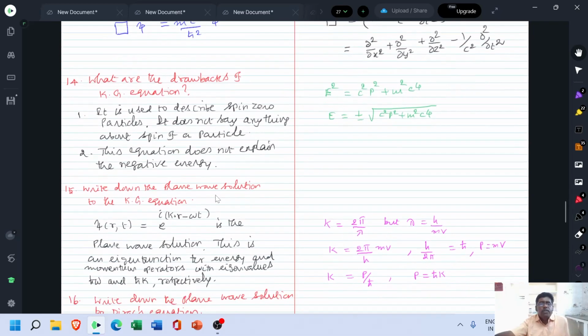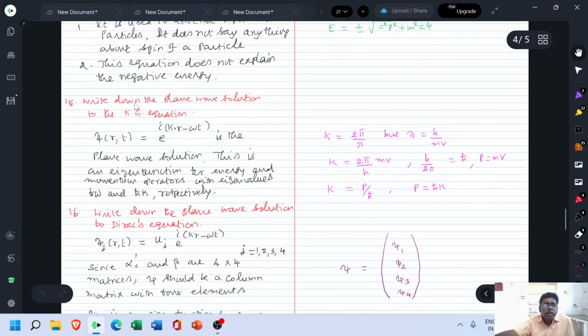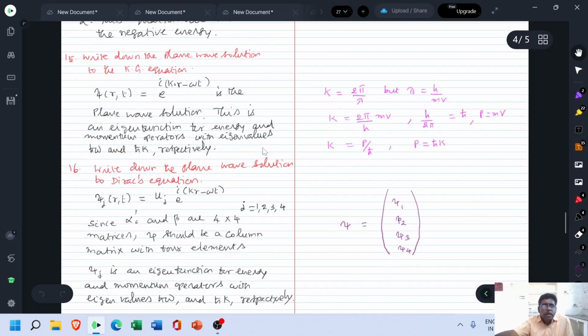What are the drawbacks of the KG equation? The KG equation is used to describe spin zero particles. It doesn't say anything about the spin of a particle. This equation does not explain the concept of negative energy. These are the drawbacks of our KG equation. Write down the planar solution to the KG equation. Psi of r, t equal to e^(i(k·r − ωt)) is the planar solution. This is an eigenfunction for the energy and momentum operators with eigenvalues ħω and ħk respectively. So this is the way of arriving at these energy eigenvalues.